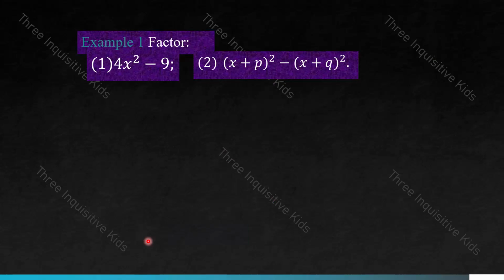Let's do our first problem. Factor these two expressions. Pause the video and use the square difference formula to help you. This first one, we have 4x squared minus 9. We can simplify this into (2x) squared minus 3 squared.